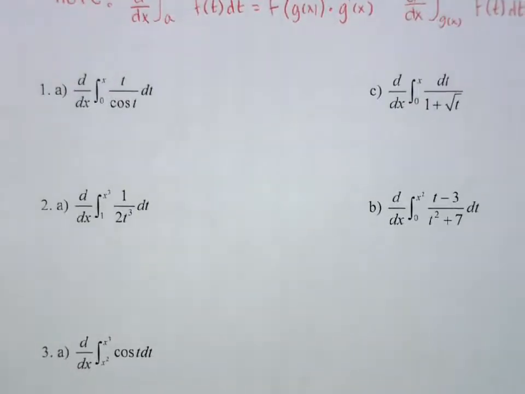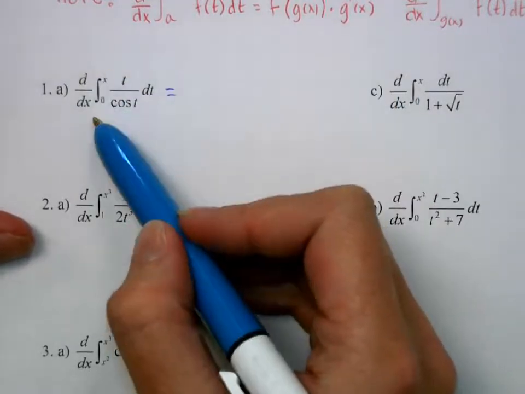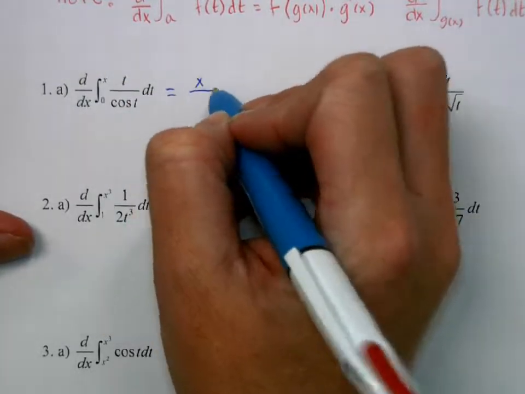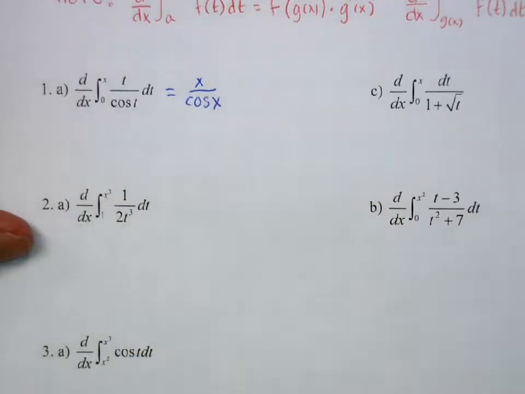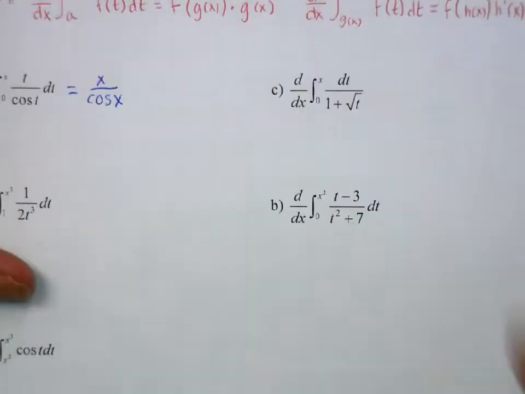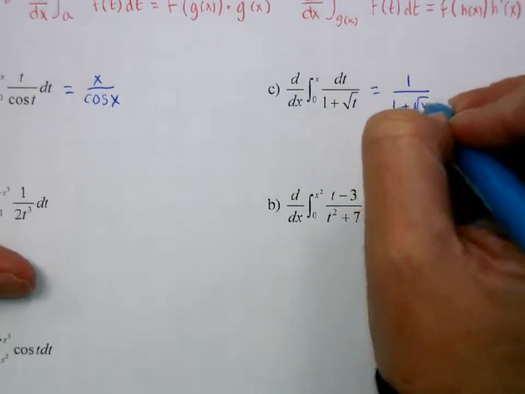Okay, this really will almost seem too easy to be true. If I'm taking the derivative of an integral, this is just going to be x cosine of x. Essentially, take the x and plug it in for the t. That's it. This will be 1 over 1 plus root x.